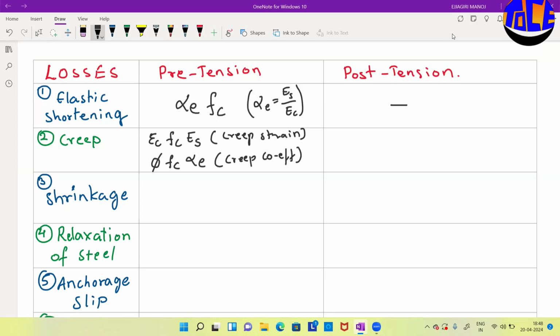Okay, and the same formula we are going to use for the post tensioning as well. So for post tensioning, we are going to use the same formulas.